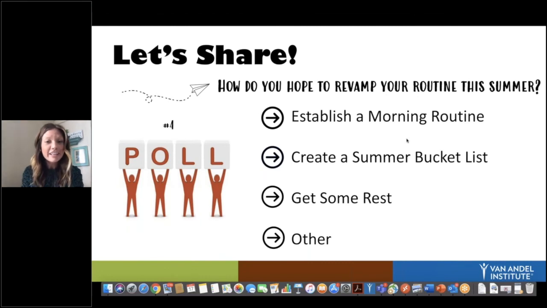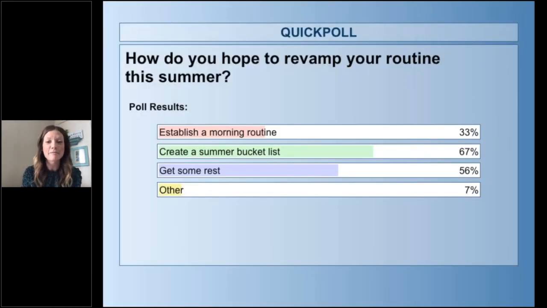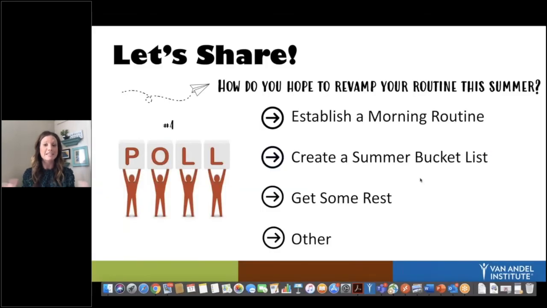Robin, when you... Jamie, it looks like create a summer bucket list is the winner at 67%, followed by get some rest at 56%, and 33% establish a morning routine. Great. Thanks, Robin. I love the idea of creating a summer bucket list because it forces us to have fun, right? And I think that's really important as we go into the summer that we take time for ourselves, for our family to do just that. So thanks, Robin.